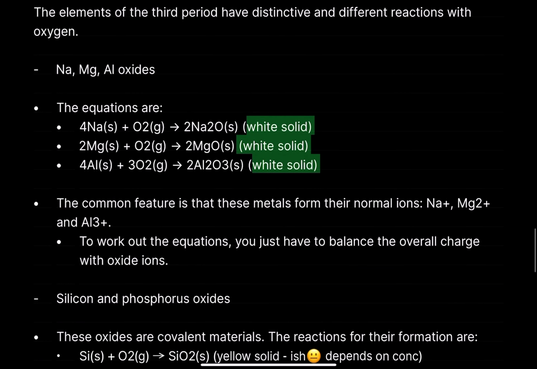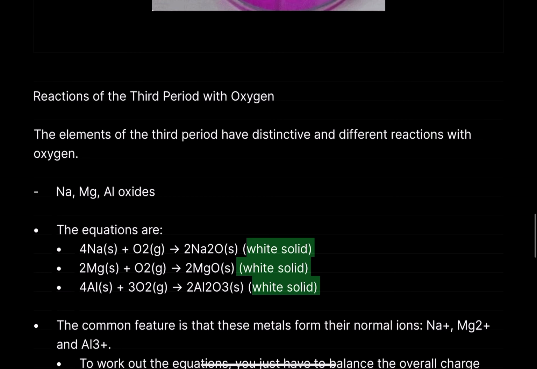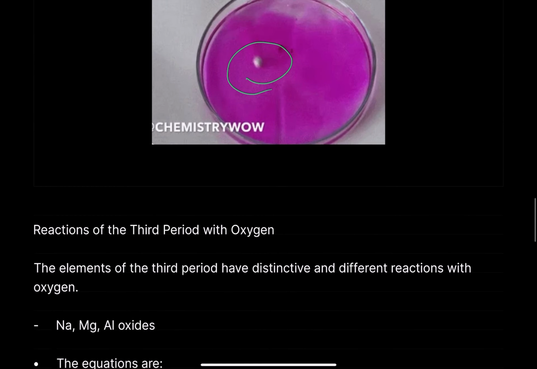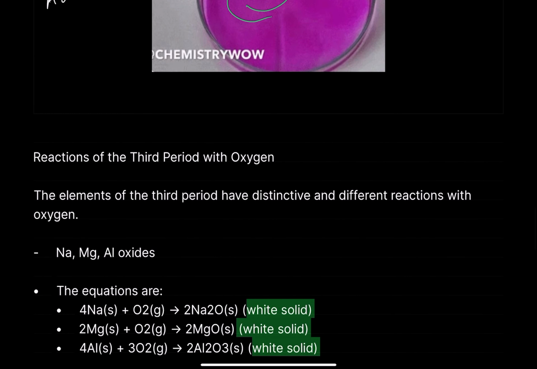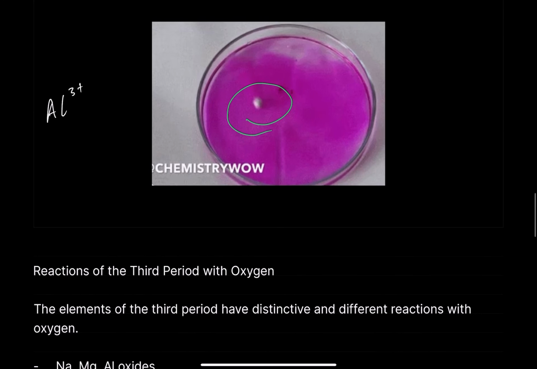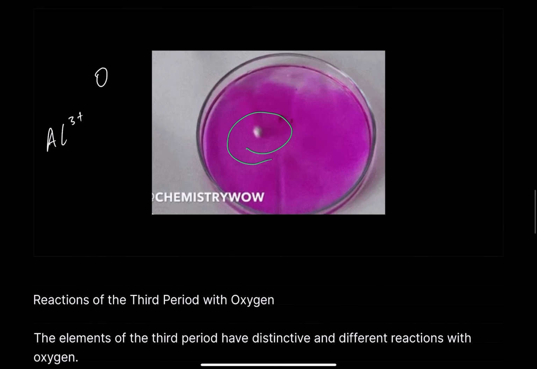Finally, 4Al plus 3O2 goes to form 2Al2O3. And if you're finding it difficult to understand why it's Al2O3, just remember the ratio. Remember aluminium is in group 3, so it forms an Al3+, and you have oxygen, where the O2 dissociates into an O2-, right? So you have an O2-.